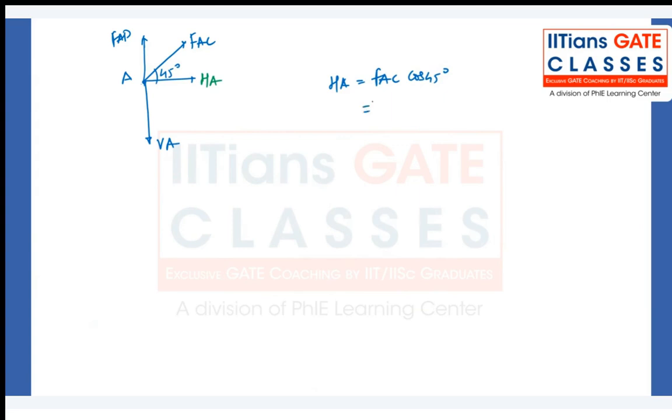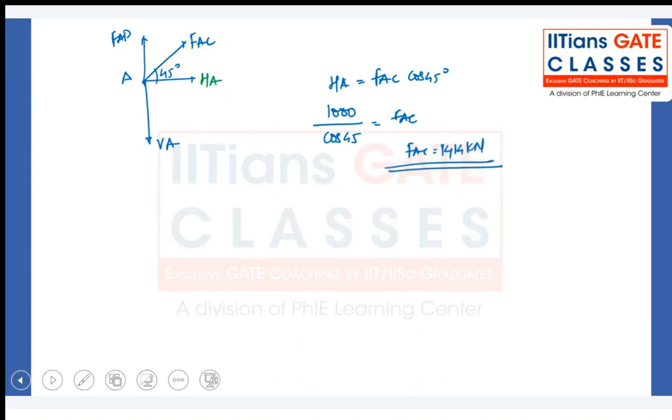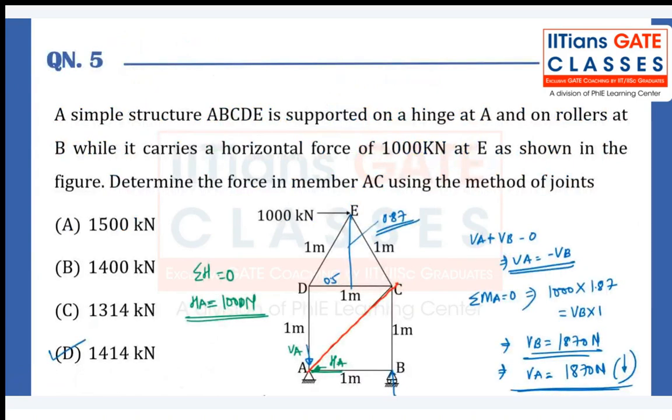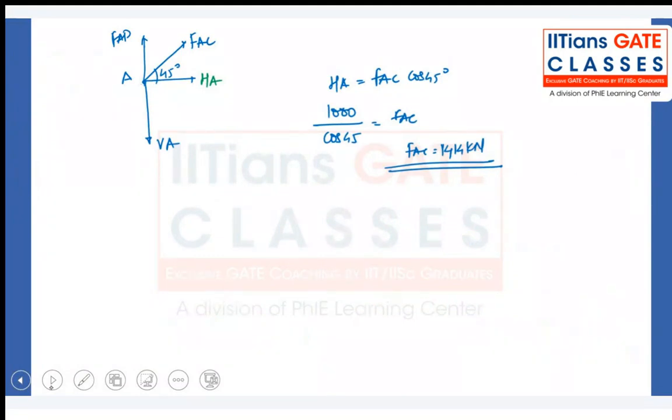Now FAC we can calculate from this: 1000 divided by cos of 45 is equal to FAC. So FAC is equal to 1414 kilonewton, which is option D in this case. So basically, we don't even need the VA. If we just calculate the HA by using summation of all horizontal forces and then draw the free body diagram, we'll be able to get the answer.